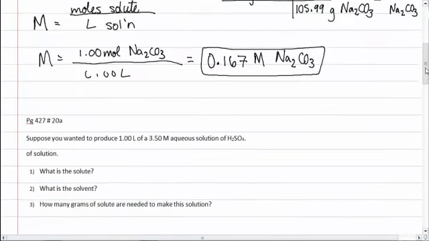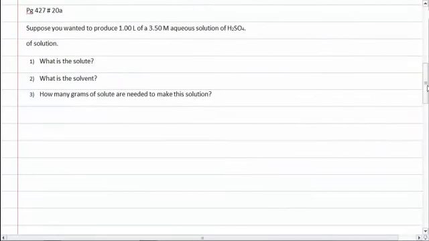Number 20 says, suppose you want to produce 1 liter of 3.5 molar aqueous solution of sulfuric acid. What is the solute? What is the solvent? And how many grams of solute are needed to make the solution?